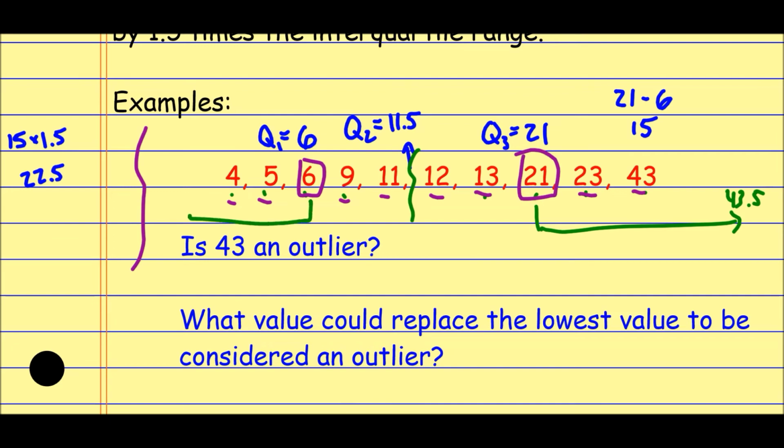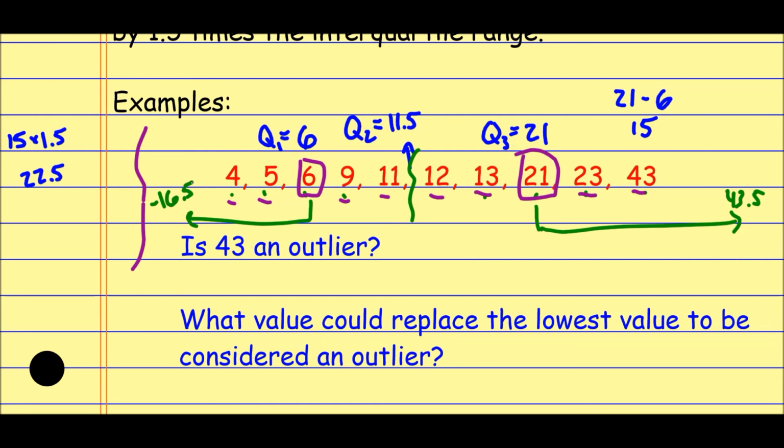The same thing going this way. If I go down 22.5 from that 6, anything below that would be considered an outlier. The 22.5 is as far as I'm allowed to go and still be in the acceptable range. So if I take the 6 minus the 22.5, that's going to give me negative 16.5. Basically it's telling me that anything in between the negative 16.5 and the 43.5 is part of the acceptable range. It wouldn't be considered an outlier.